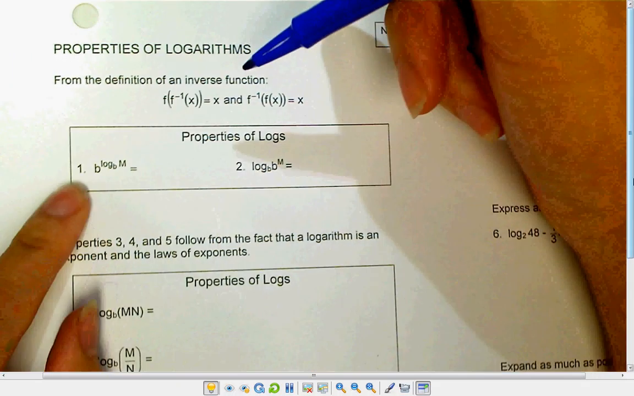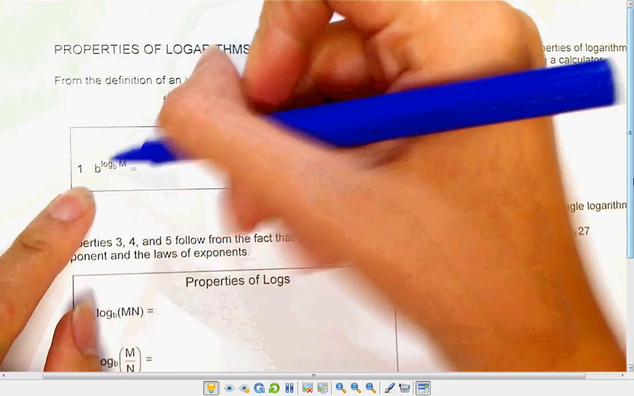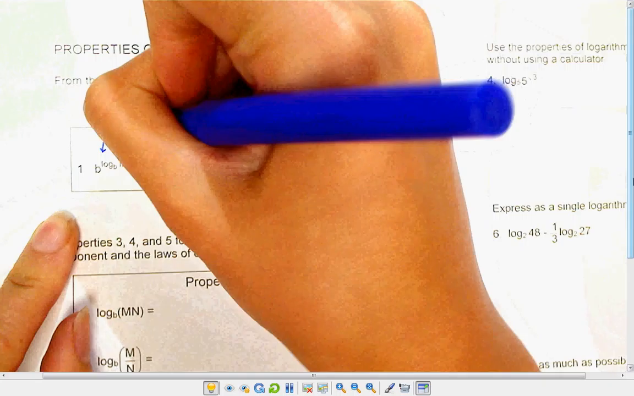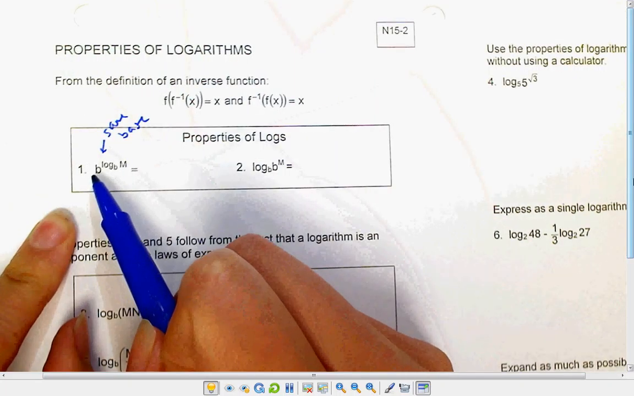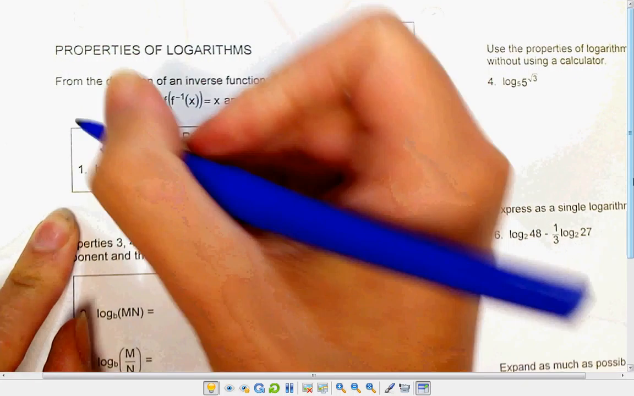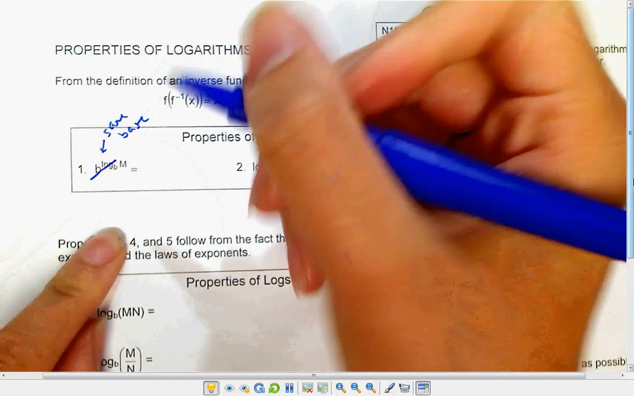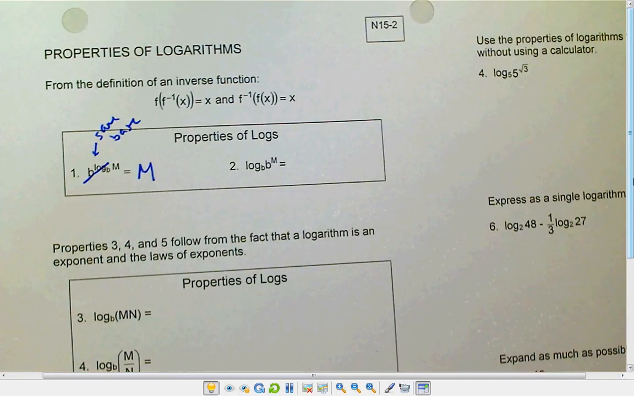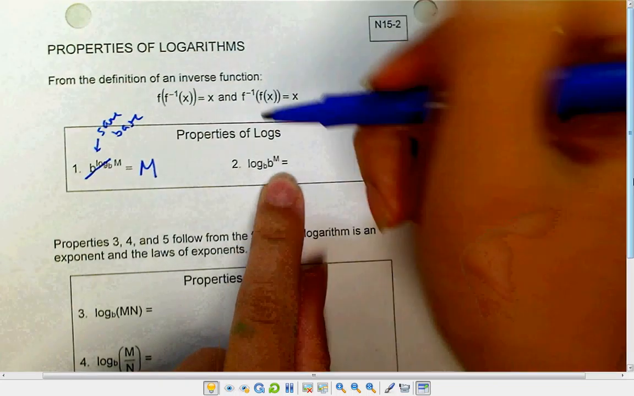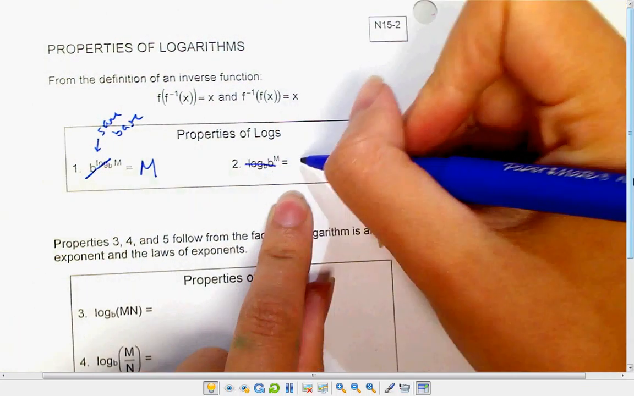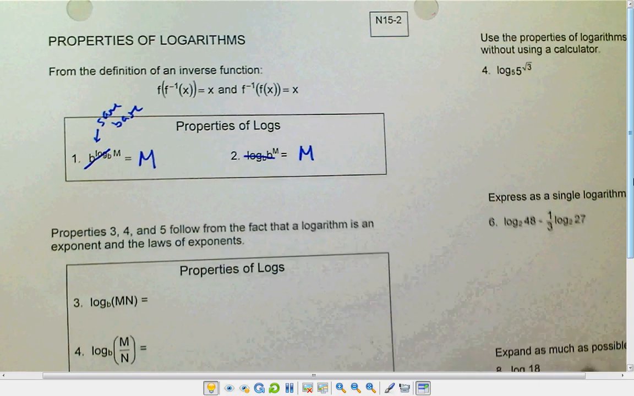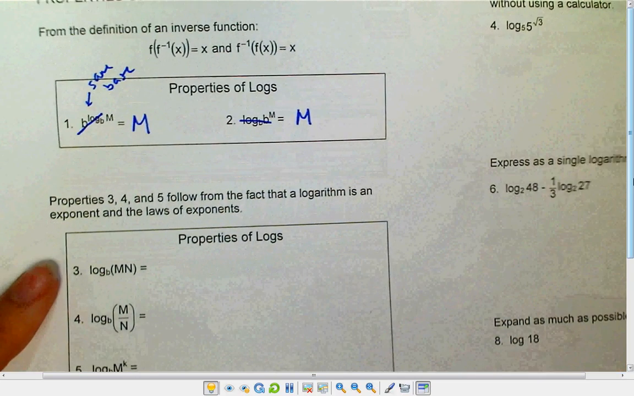And so whenever we have an exponential and a log with the same base, they're also going to cancel each other out. So in this case, b to the power of log base b of m cancel each other out to just leave you with m. Same thing for our second property. When we have log base b of b to the power of m, again they just cancel out to give you m. We have three other properties that come from our laws of exponents.